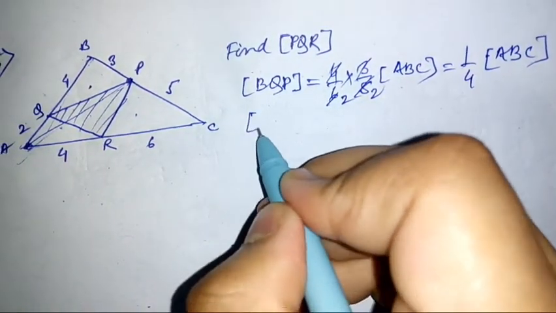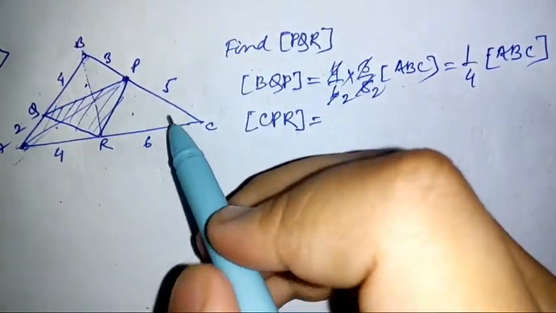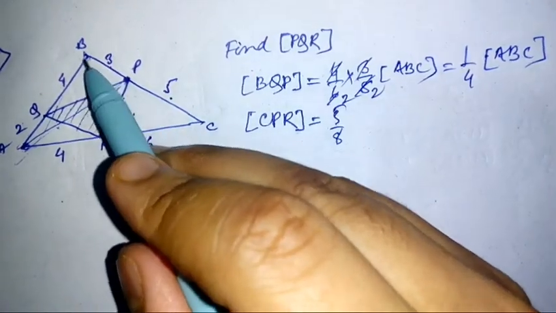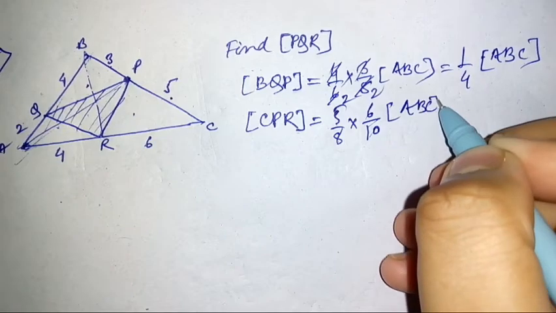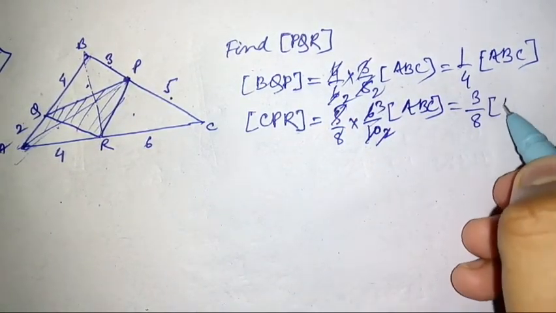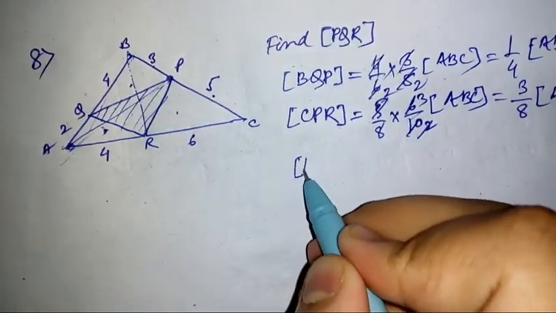Now we will calculate the area of CPR. CPR, let's take this as the vertex. So 5/8 of this triangle, and this triangle is 6 by 10th of triangle ABC. So it comes out to be 3 by 8 of triangle ABC. Now let us calculate the area of this one.